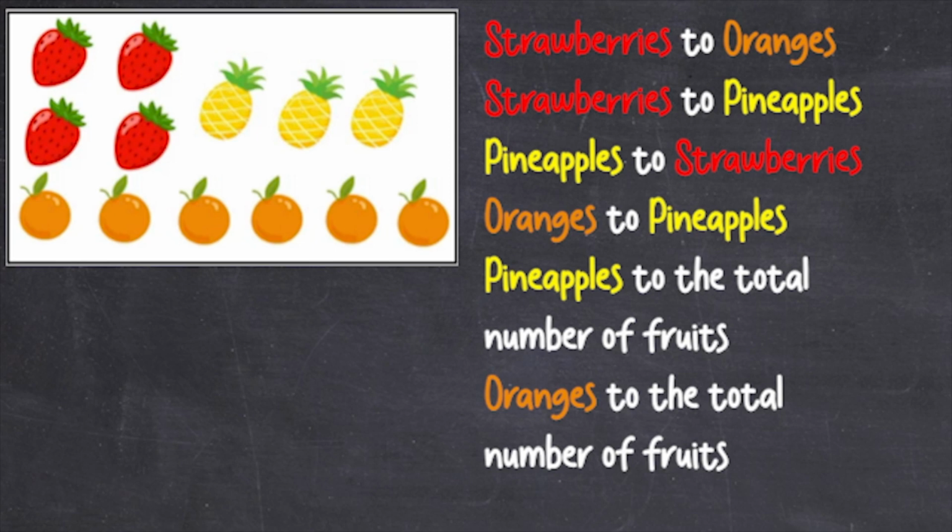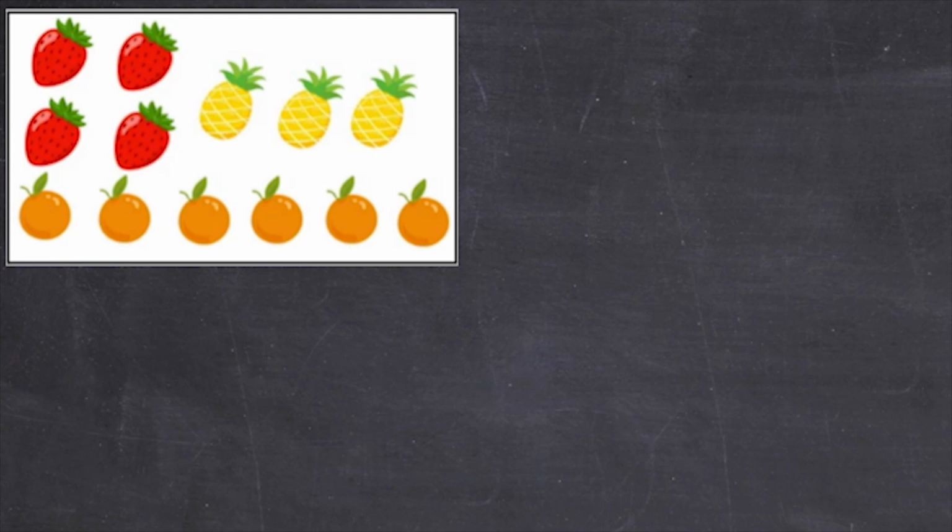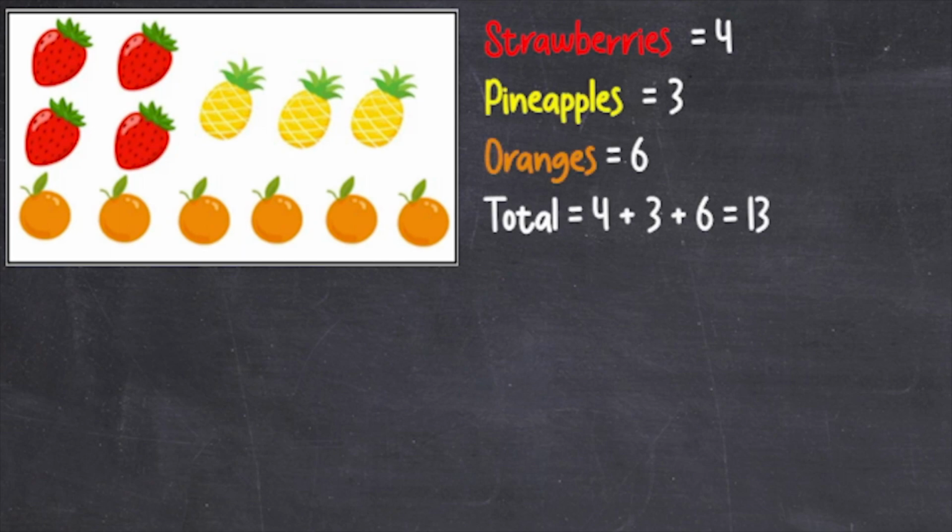That's a lot of ratios to calculate. But don't worry, all we need to do is follow the same steps that we learned and you'll be done in no time. For starters, let's count the number of each type of fruit that Kim bought and the total. She has 4 strawberries, 3 pineapples, and 6 oranges, which adds up to 13 pieces of fruit in total. Now that we know the numbers, let's get started on figuring out the ratios.